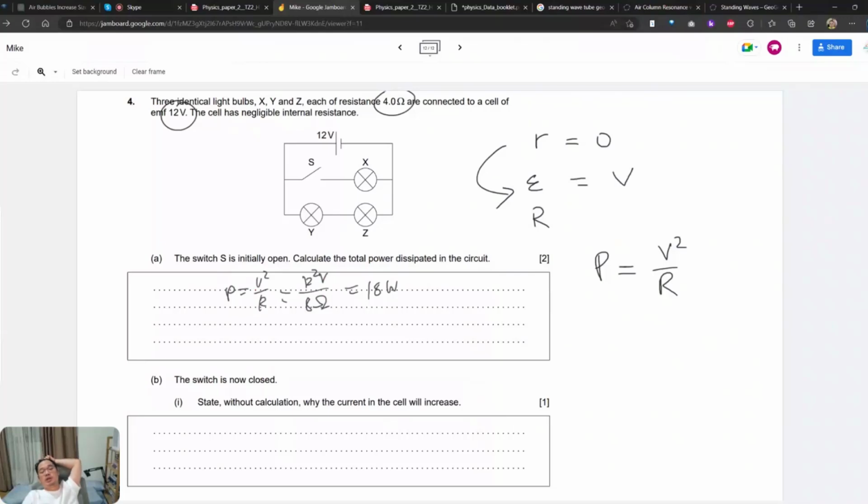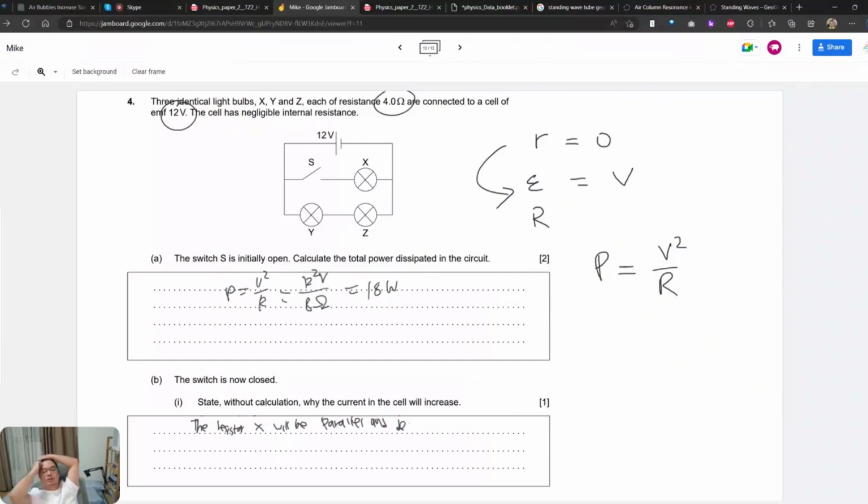The second way, which is not really official, is saying that because they're connected in parallel, the bulb X will draw more power, consume more energy from the battery, and therefore the battery must provide a greater current.